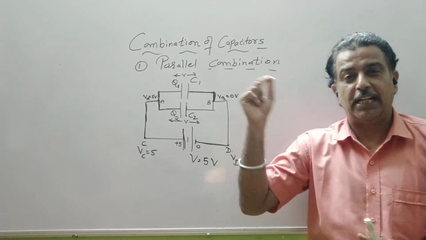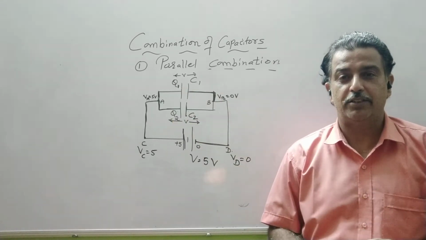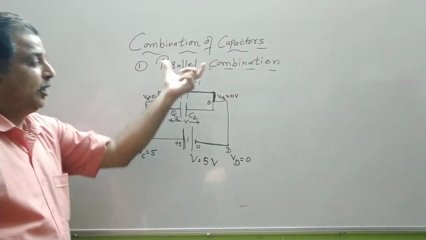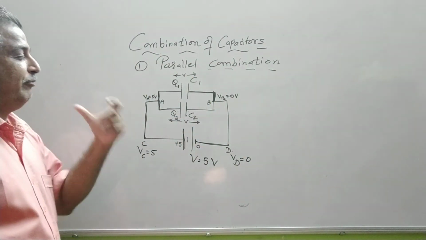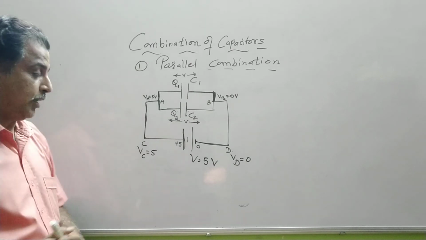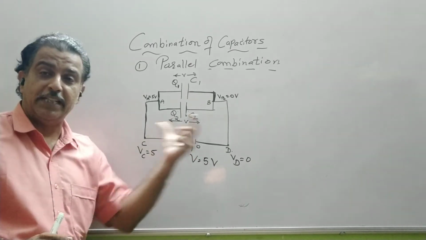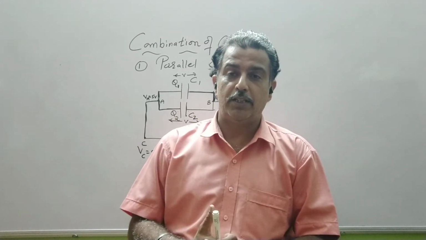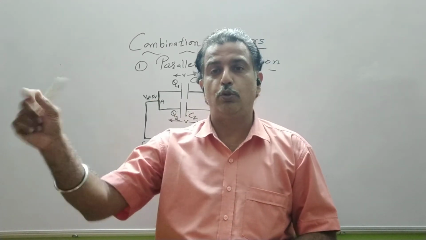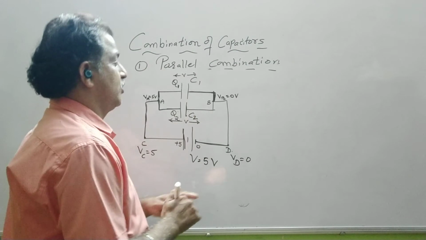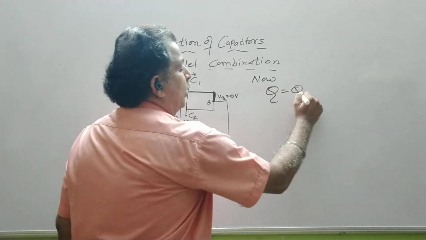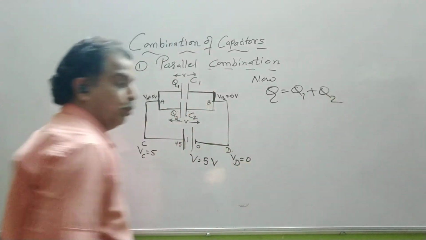There we started with the law of conservation of energy: V is equal to V1 plus V2. Here the parallel combination will follow the law of conservation of charge. So if this battery has a capacity to deposit capital Q amount of charge, then Q should be equal to Q1 plus Q2, because charge can neither be created nor destroyed. So Q will be equal to Q1 plus Q2.